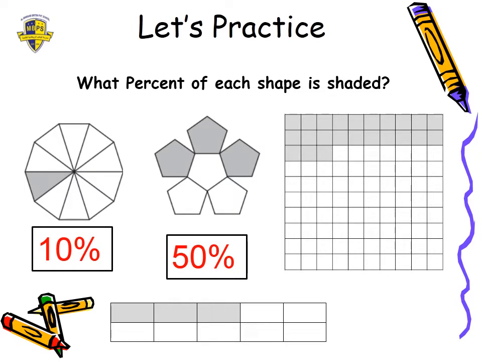Now the third shape, we have a 100 square. How many shaded? 10, 20, 21, 22, 23. Good. So this is 23%. And the last shape, first of all, how many small squares do we have, then how many shaded, write it as a fraction, then the percentage. So here we have 10 in all, 3 are shaded, so the fraction is 3 out of 10. 3 out of 10 as percent, it's 30%.